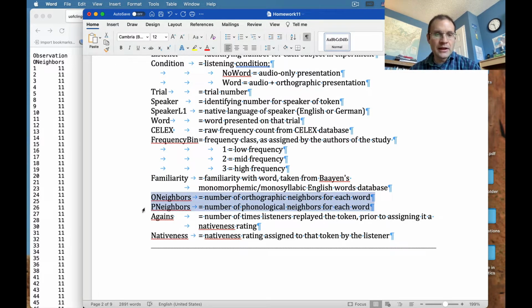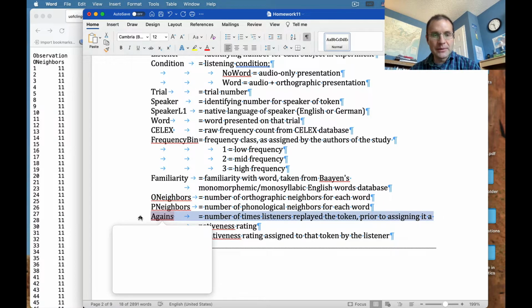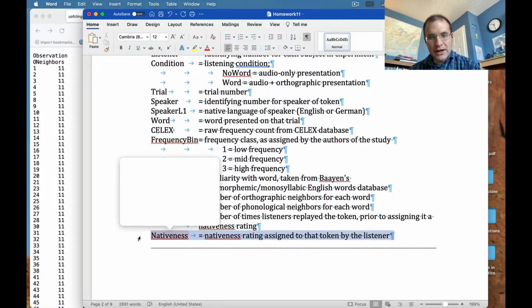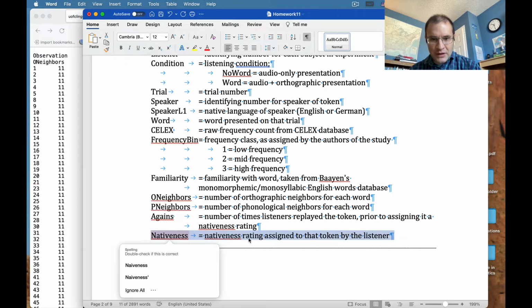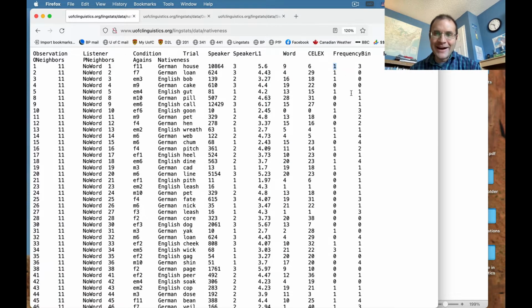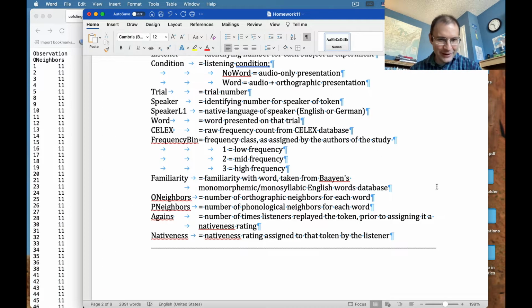Then similarly, the number of neighbors, orthographic and phonological neighbors, and the crucial field for the modeling part of this is that there's a nativeness rating assigned to that token by the listener. So that's the last number here. It's going to range from 0 to 6, right? So a lot of these are zeros, some are 1, and so on. There's also right before it a number of what I'm calling agains, which are the number of times that the listeners or participants press the play this again button.